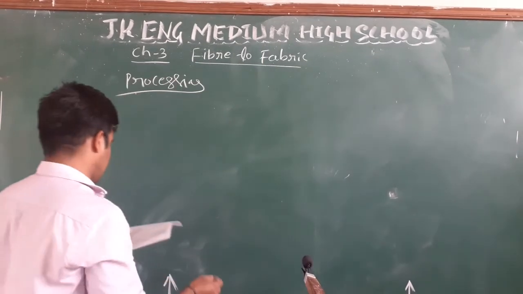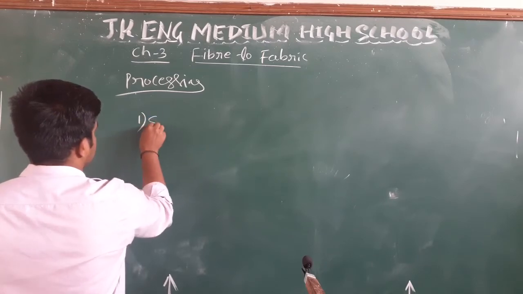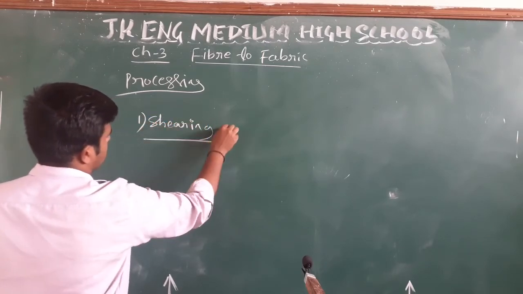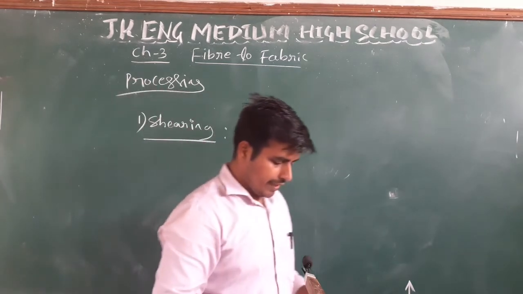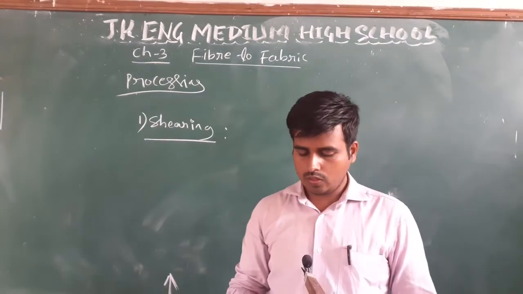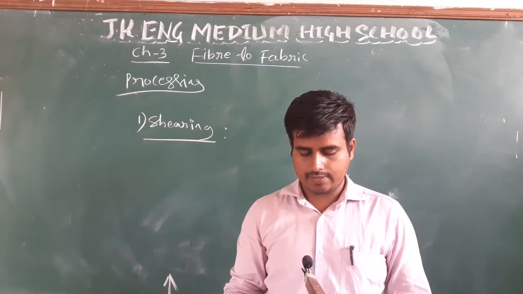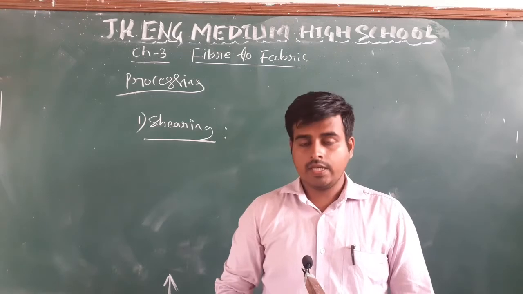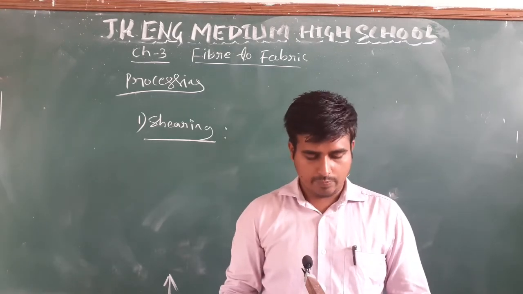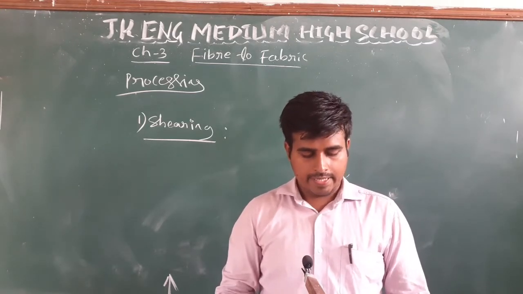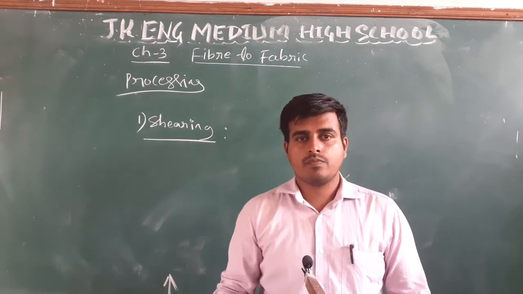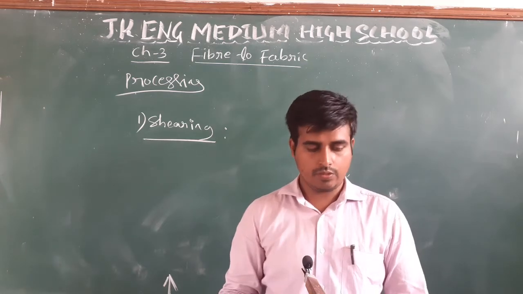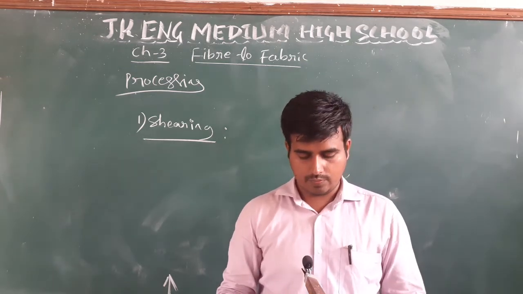The first step is shearing. What do you mean by shearing? In shearing, the fleece of the sheep along with a thin layer of skin is removed from its body. This process is known as shearing. Removing the wool, the hair of the sheep, with a thin layer of skin is known as shearing. You can see the pictures in your textbook.